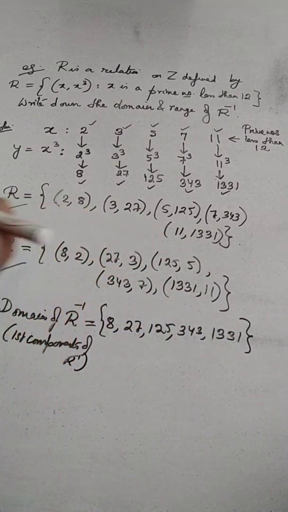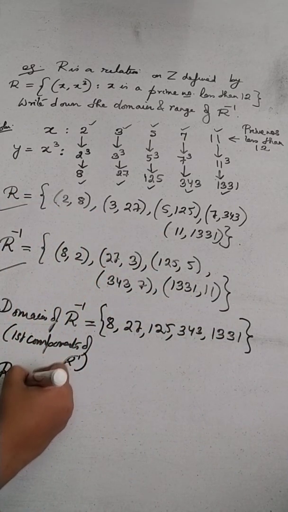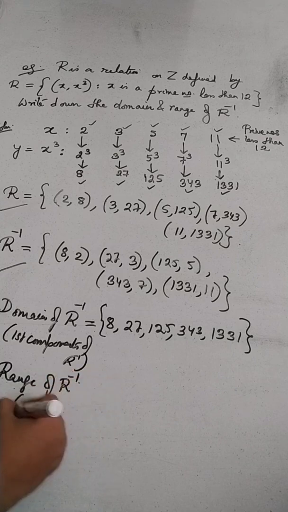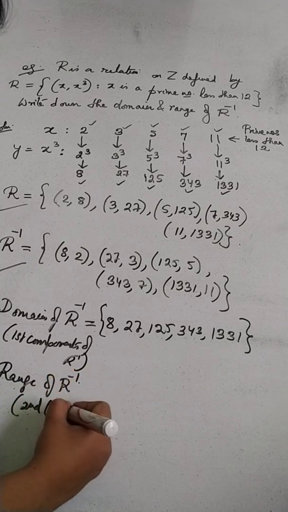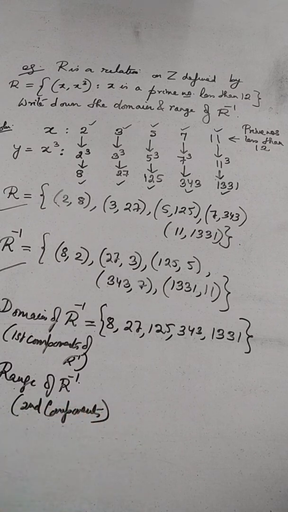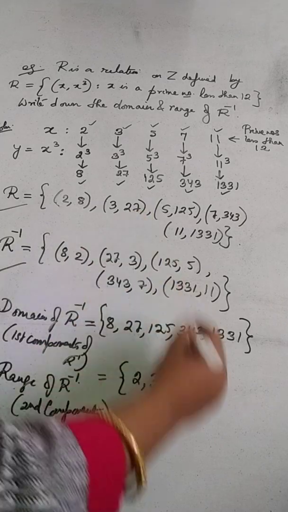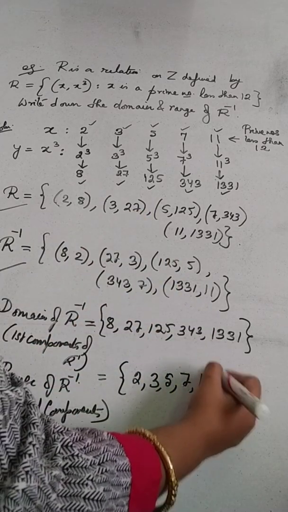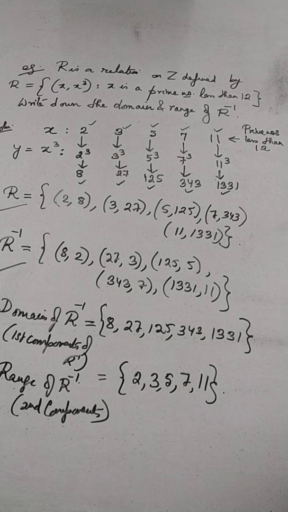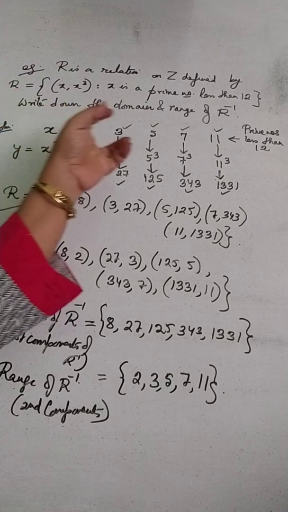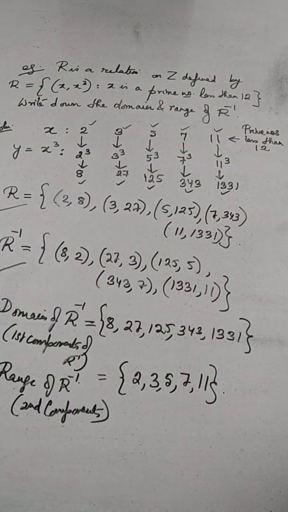Then what else did they ask? Range of R inverse. Range of R inverse is the set of second components of R inverse. And what are the second components over here? You can see from here, 2, 3, 5, 7, 11. So the range of R inverse is supposed to be the domain of R. You can check that it is the domain of R, because the values of x constitute the domain of R. And the domain of R inverse is supposed to be the range of R, you can see. So this is what we have.